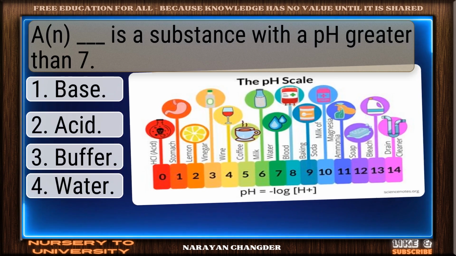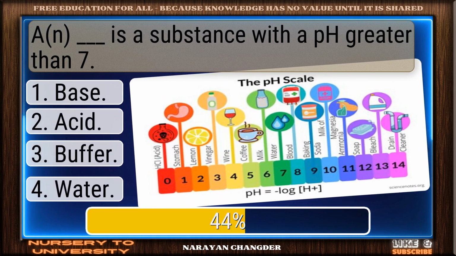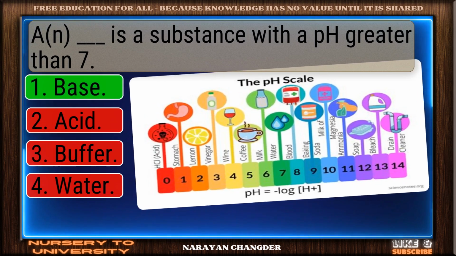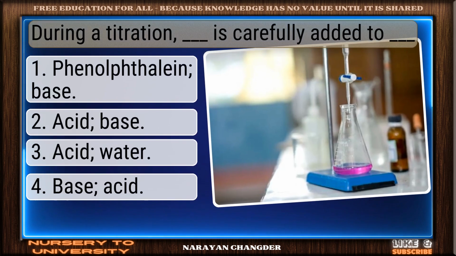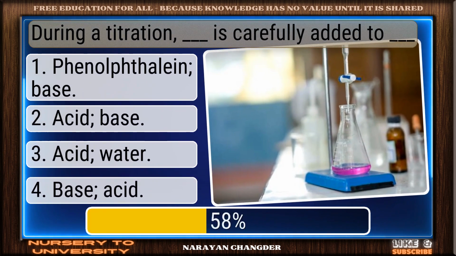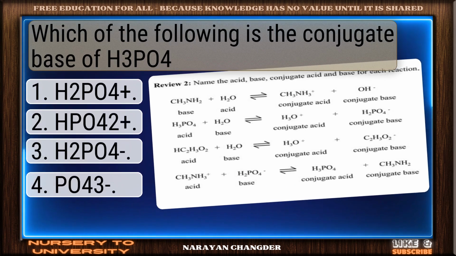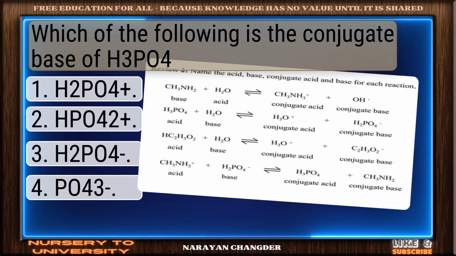H2SO4. A dash is a substance with a pH greater than 7. Well supported, base. During a titration, dash is carefully added to dash. Perfect choice, base, acid. Which of the following is the conjugate base of H3PO4?